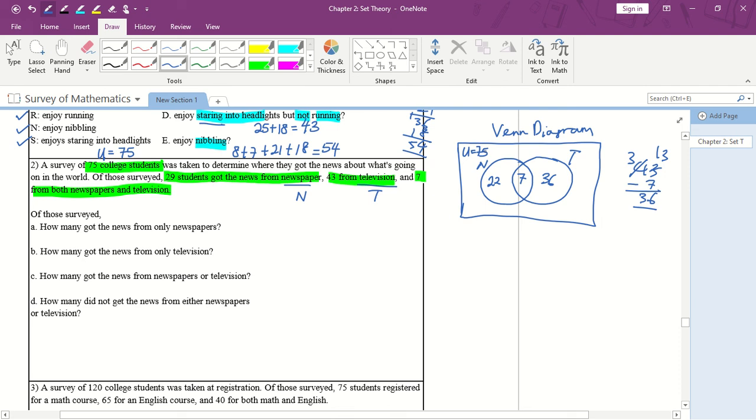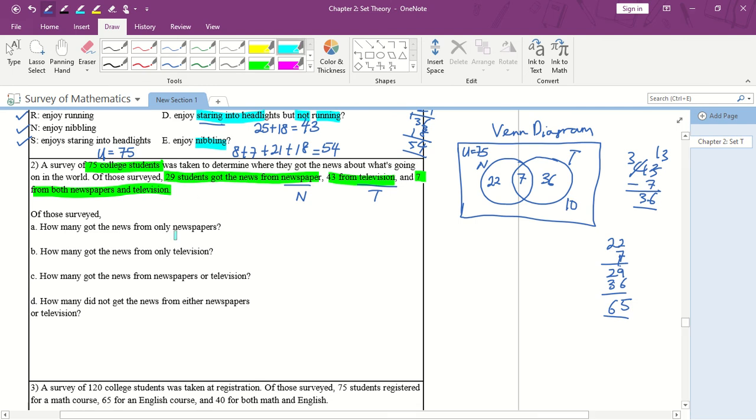Okay, and now 75, we have 22 here, 7 here, 36 here. So is there any leftover that is not getting any news? Let's try to calculate. 22 plus 7, which is 29, and 29 plus 36 is 65 in total. So which means that 75 minus 65, that's 10. That's 10 students that don't get any news, whether it's from newspaper or from television. Okay? So let's try to look back to the questions here.